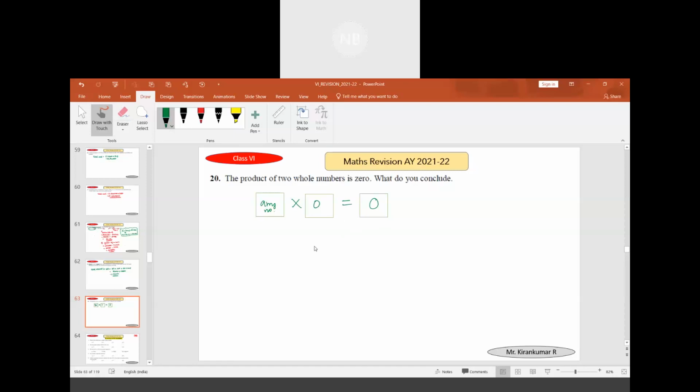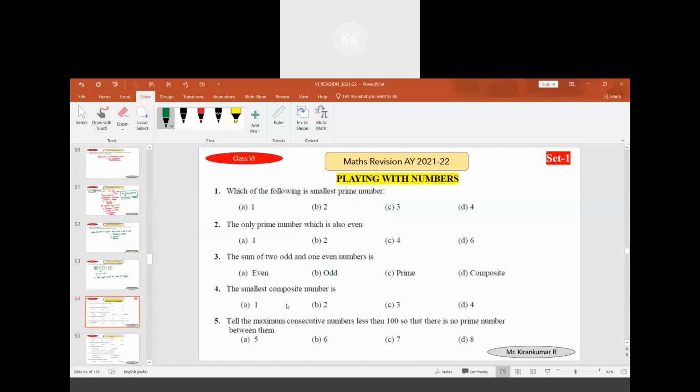Any number into 0 is 0. 1 into 0 equals 0. 2 into 0 is 0. When I say it is any number, it can be 0 also. Yes, we can conclude that the product is 0 when one of the numbers is 0 and the other is any number.